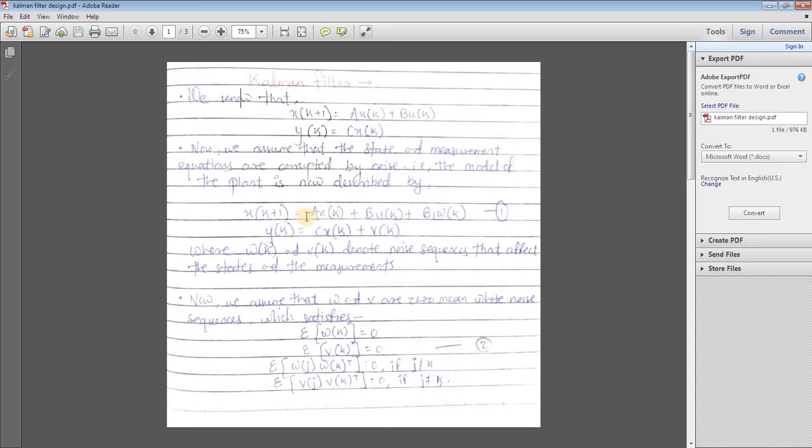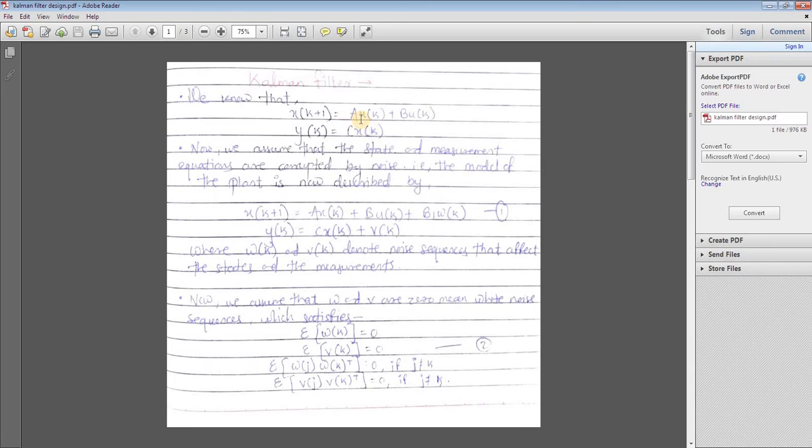So now we are going to have a look at the design of the Kalman filter. First, we have already seen this system, which is a basic system that has been used in the regulator design, combined estimator and control law also. So the state space system: x of k plus 1 equals A x of k plus B u of k, and y equals C x of k.